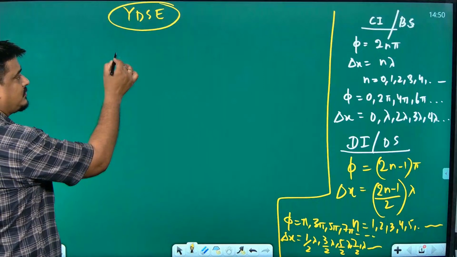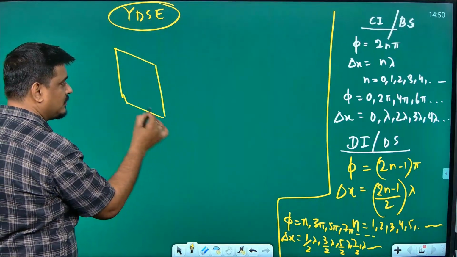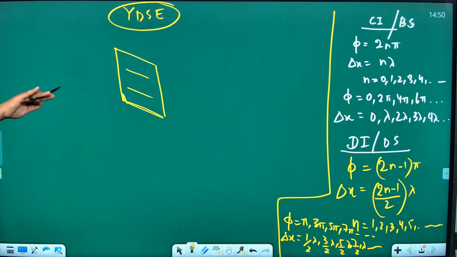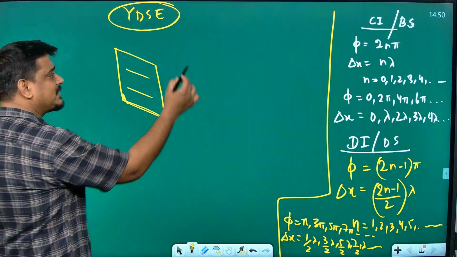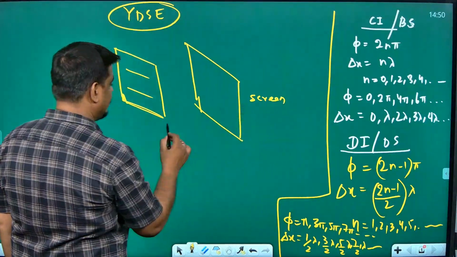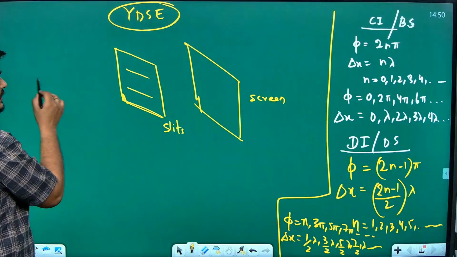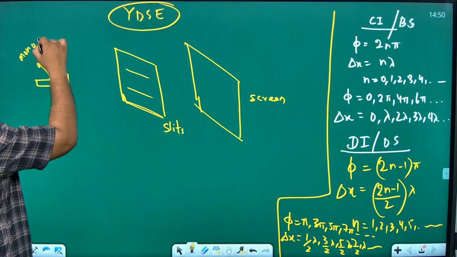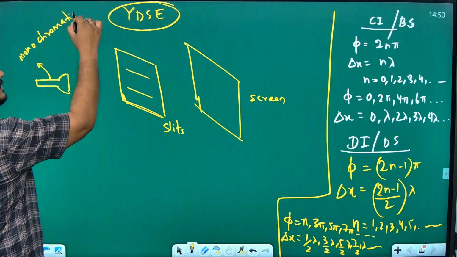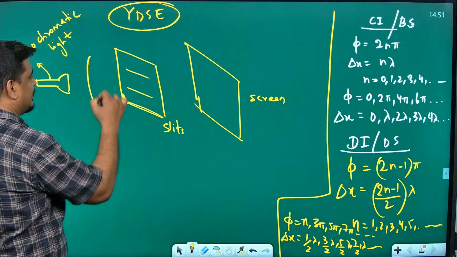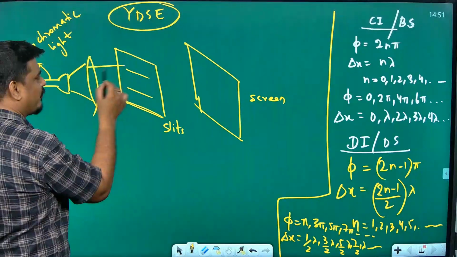He took a board and he made two slits on that like this. Slit means a cut. And behind this, he had a screen. This is the screen, these are the slits, and in front of it, he kept a source of monochromatic light. Monochromatic means single color. If it is blue, it should be blue. It should not be white light. And then he kept a convex lens in front of it to make a strong beam of light.